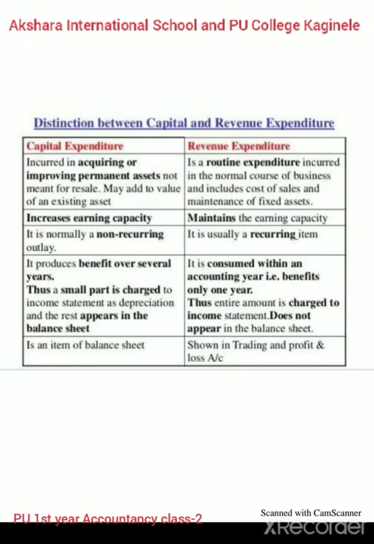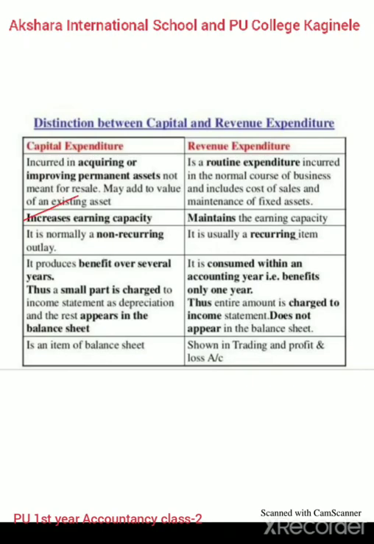Capital expenditure is incurred in acquiring or improving permanent assets, not meant for resale. It may add to the value of an existing asset. In case of capital expenditure, it is not a routine expenditure. But in case of revenue expenditure, it is a routine expenditure incurred in the normal course of business and includes cost of sales and maintenance of fixed assets.